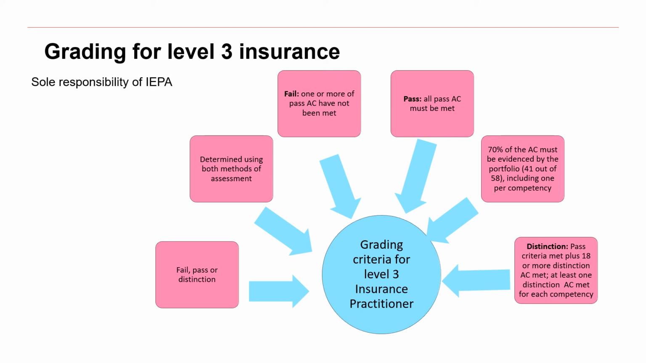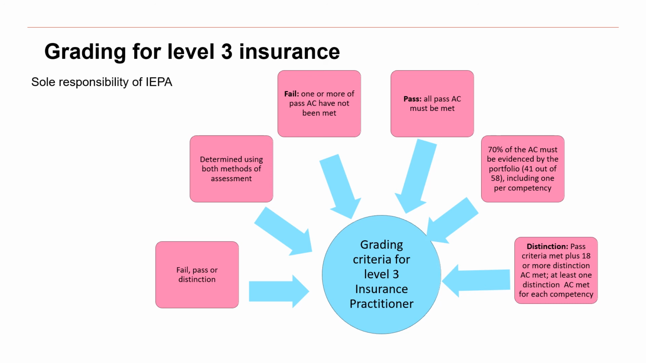Essentially, it's a fail, pass or distinction grade which can be achieved, and that's determined using both methods of assessment. A fail, where one or more of the assessment criteria has not been met, would obviously result in the fail. A pass, all of the pass assessment criteria must be met, and then 70% of the assessment criteria must be evidenced by the portfolio, including one per competency.